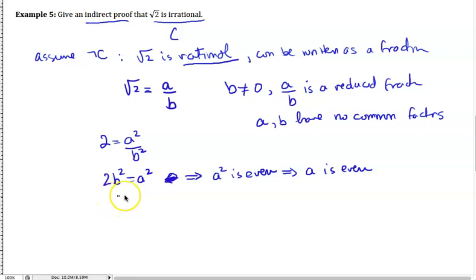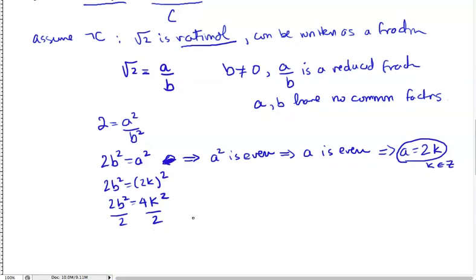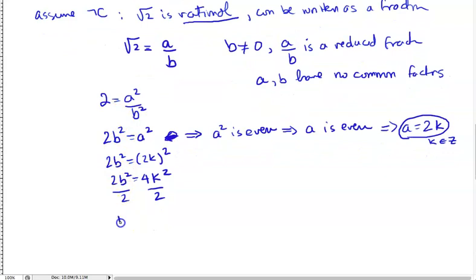Anyway, okay, so if a is even, then I can write a as 2 times an integer. So I'm going to write it as 2 times k, where k is an integer. And I'm going to plug this into here. All right, so now I have 2b squared equals 2k squared. So 2b squared equals 4k squared. All right, divide both sides by 2. And I'm going to have b squared equals 2k squared.